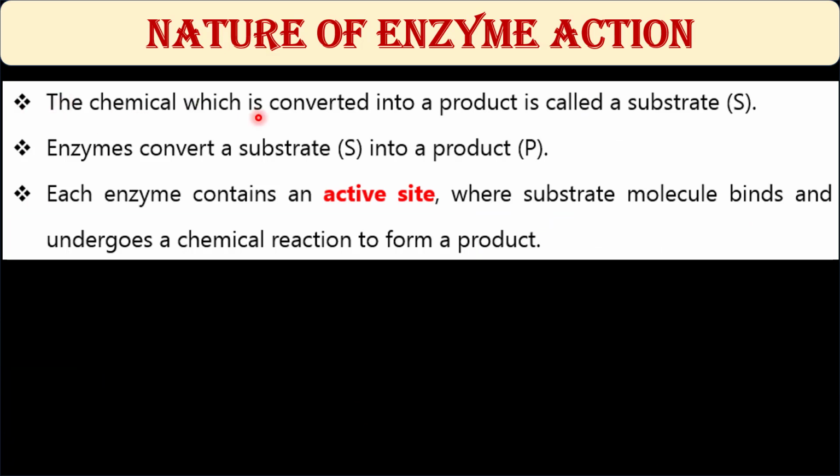So the chemical which is converted into a product is called a substrate. Enzymes convert a substrate into a product. Each enzyme contains an active site where substrate molecule binds and undergoes a chemical reaction to form a product.